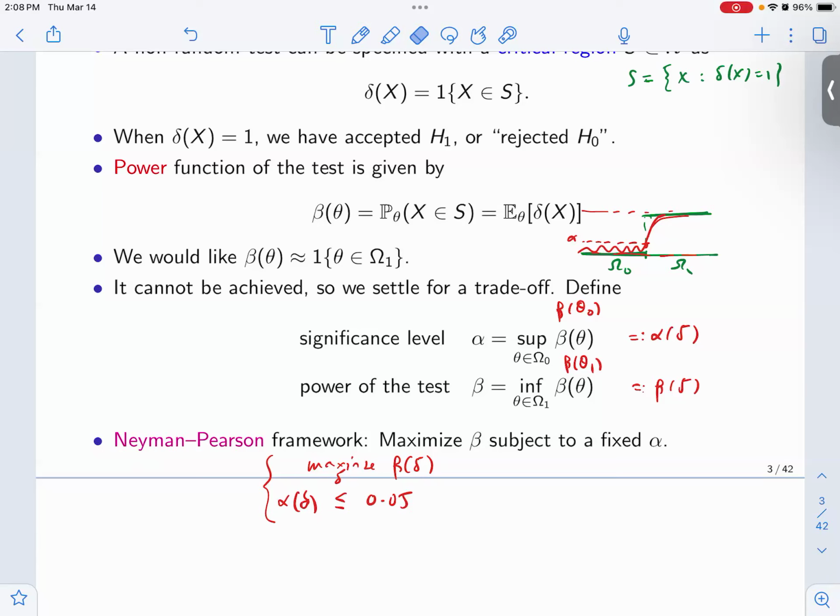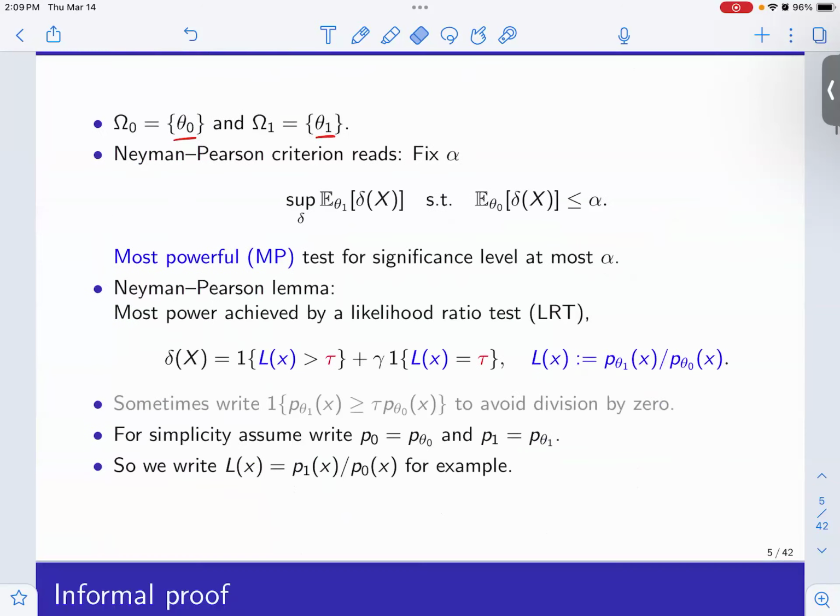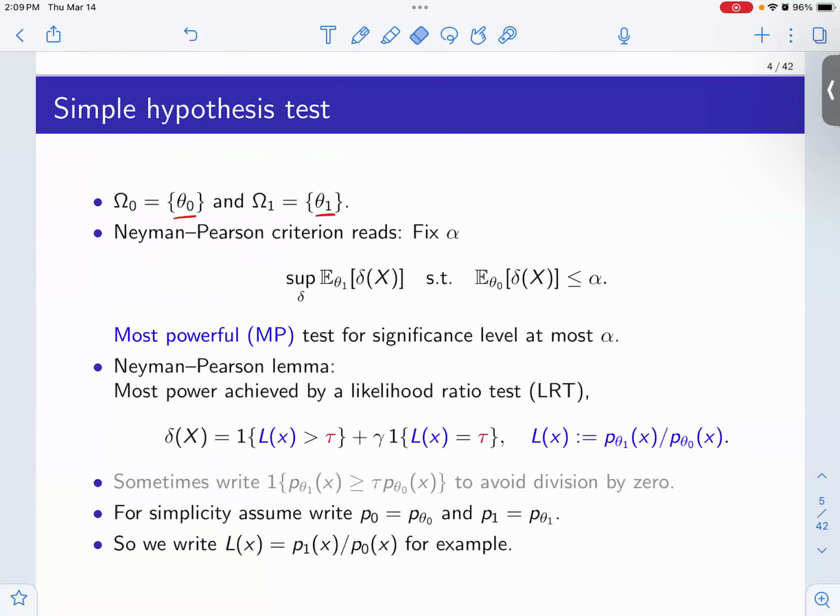So in the Neyman-Pearson framework, we maximize. The first one is called alpha, or type 1 error sometimes. The second one, one minus the second one, is the type 2 error. But usually you want the type 1 error and power, or the significance level and power. So we want to maximize the power subject to an upper bound on the significance level. And in the simplest case, not surprisingly called the simple hypothesis testing problem, we have a null which is a singleton and an alternative which is also a singleton.